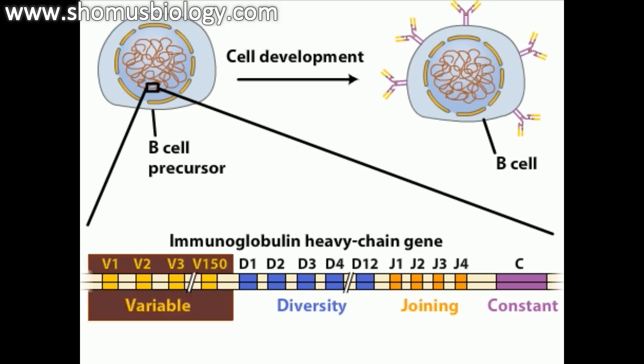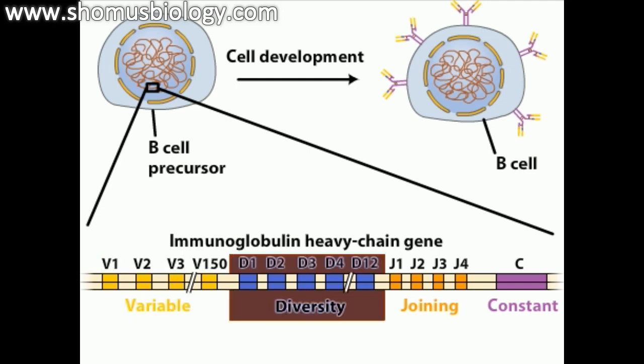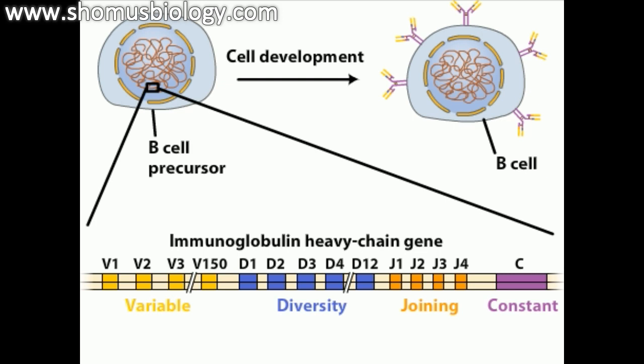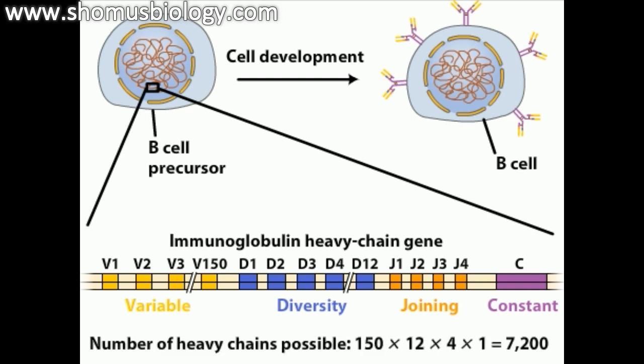In the mouse, there are about 150 heavy chain V regions, 12 D regions, 4 J regions, and 1 C region. The final immunoglobulin heavy chain is encoded by one of each of the V, D, J and C regions. Therefore, the number of heavy chains that can be made is 150 multiplied by 12 multiplied by 4 multiplied by 1 equals 7200. So there are 7200 possibilities of making a different immunoglobulin.